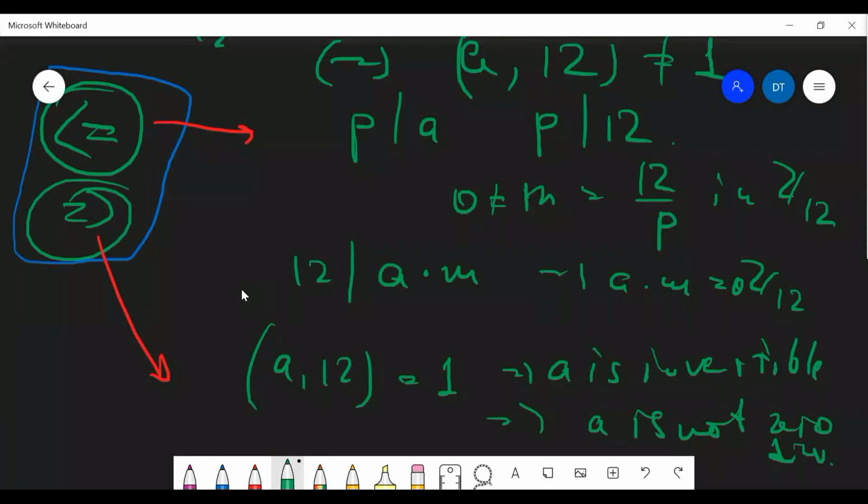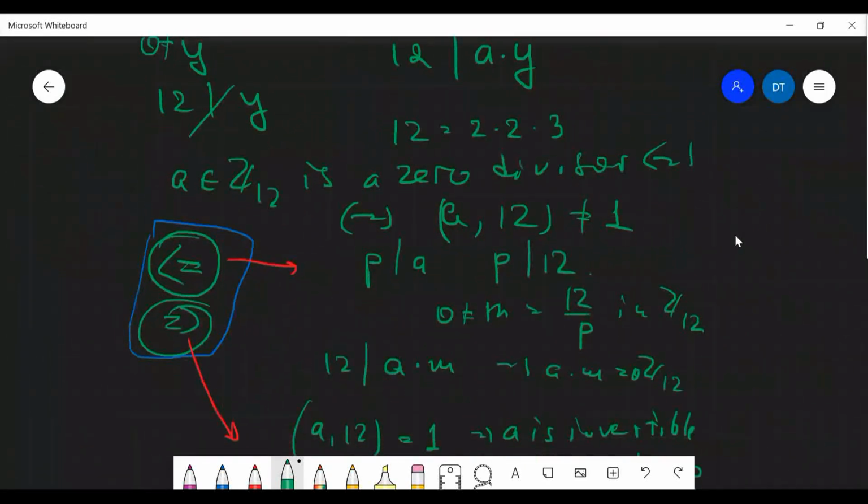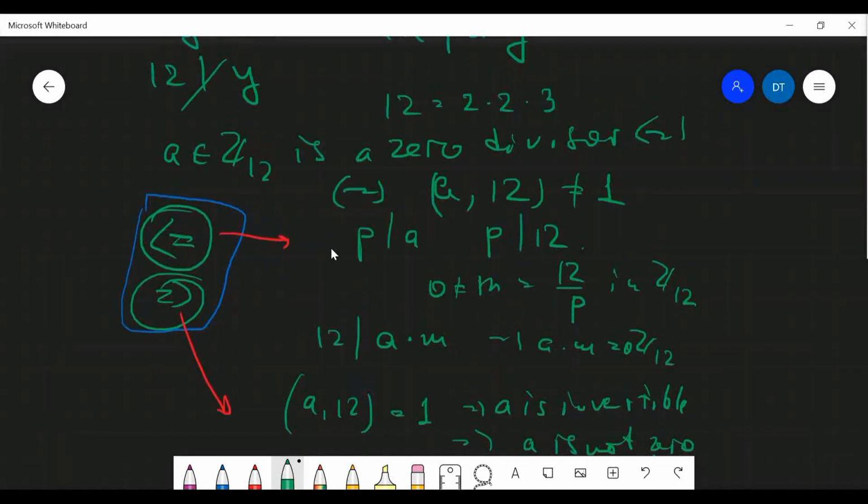Okay, one question. Why does 12 divide A times M? Oh, because you see, M, well, if you multiply M by P, it will be divisible by 12, okay? By the definition, M was chosen to be 12 over P. So if you multiply M by P, you will get 12. It's divisible by 12. But P divides A. So A is P times something. Okay, thank you.